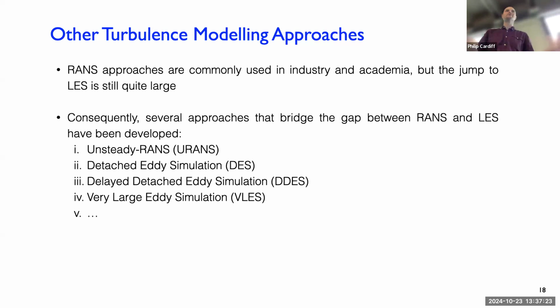So you can imagine, they just defined a limit somewhere before. So it's a real scientific error. But DES is probably one of the most common variants of DES. So DES is kind of a blend between RANS and LES. It's RANS near the wall and LES far away from you.